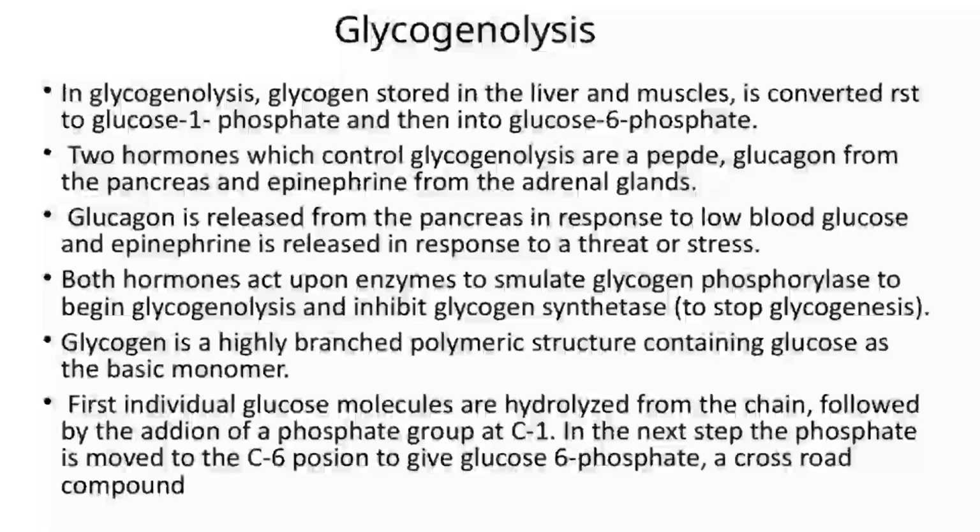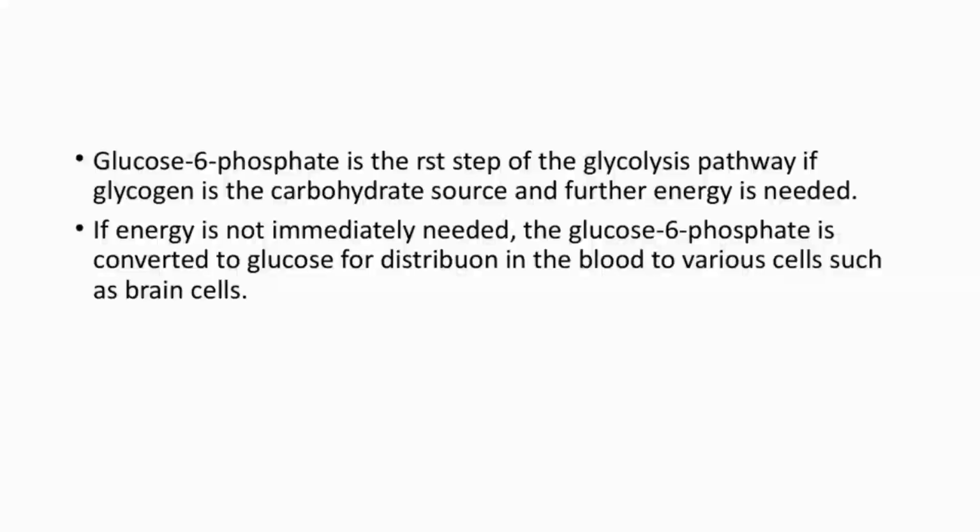Now, let's take a closer look at what happens when glycogen is our carbohydrate source and energy is needed. The first step in glycolysis in this case is the formation of glucose 6-phosphate. This molecule is crucial because it essentially acts as the gateway into the glycolytic pathway, where glucose is broken down to produce energy. However, if the body doesn't need energy immediately, glucose 6-phosphate doesn't just stay put. Instead, it can be converted back into glucose. This free glucose then enters the bloodstream and is distributed to various cells throughout the body, including the brain.